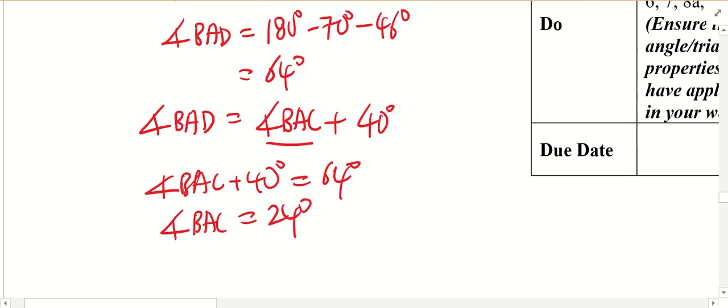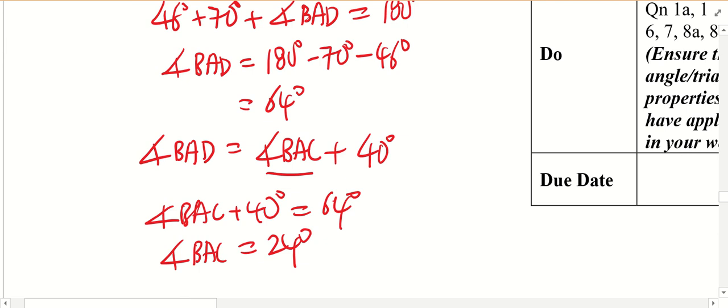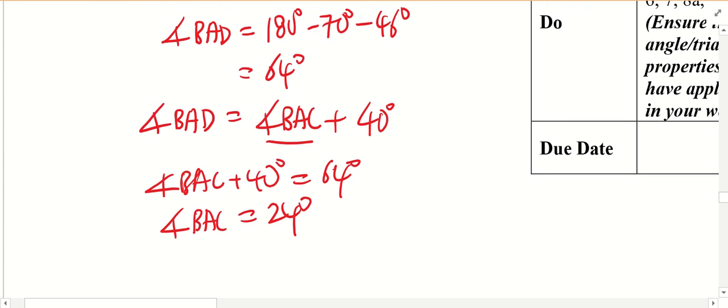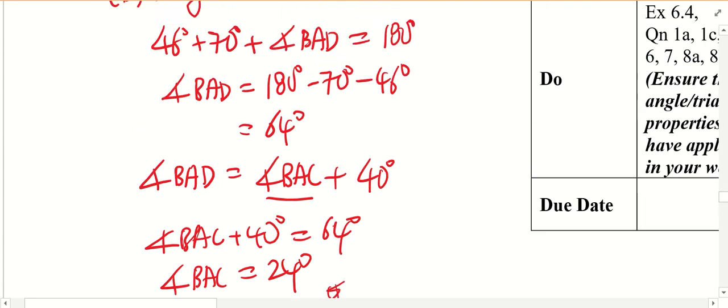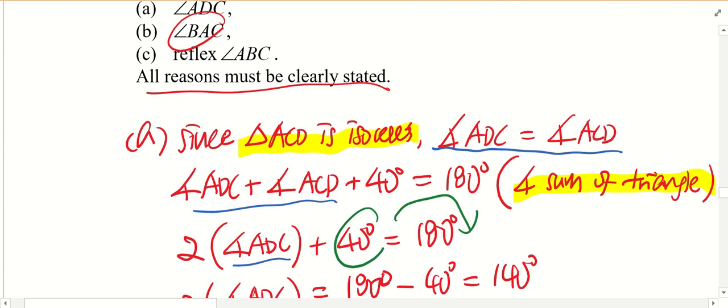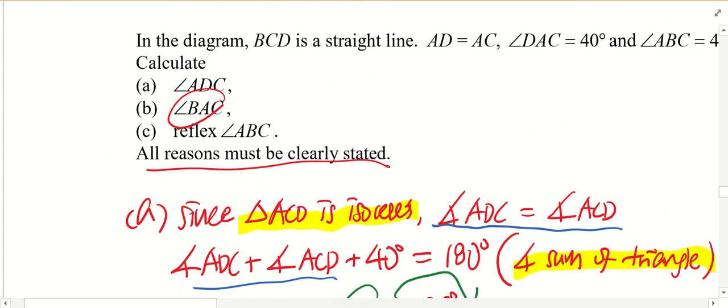This is a second method I'm showing you, compared to the one I just doodled on the diagram. You can see that both should give the same answer. So we are done for this part. Last one: we are asked to find the reflex ABC.